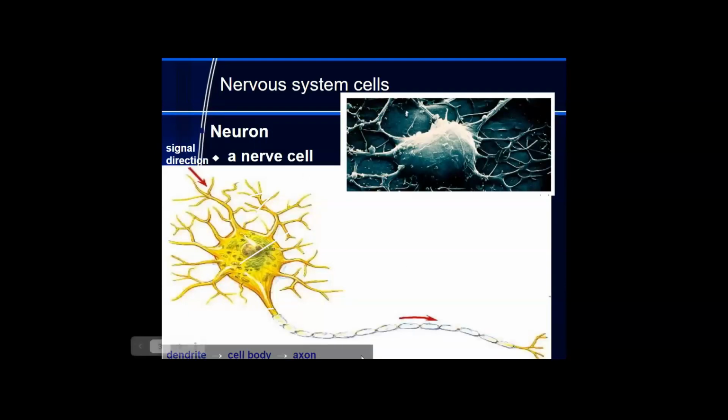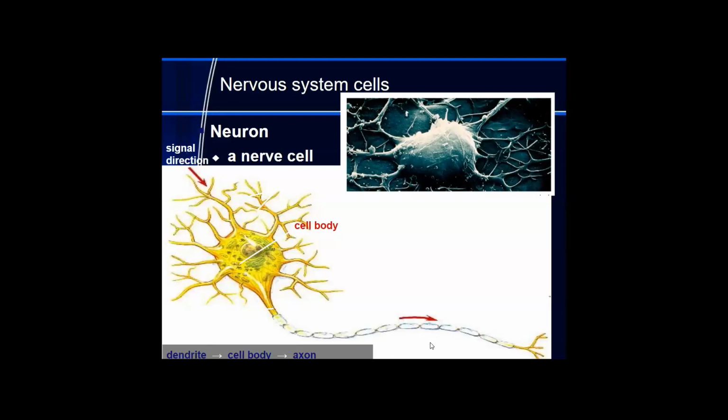So the nerve cell is called a neuron. In the last unit, when you did your survey of the kingdoms, you identified neurons, which is a nerve cell. This section here is called the axon. The arrows show information transfer. So information comes in through these dendrites, goes through the cell body, and goes out the axon. This is what it looks like under a microscope.